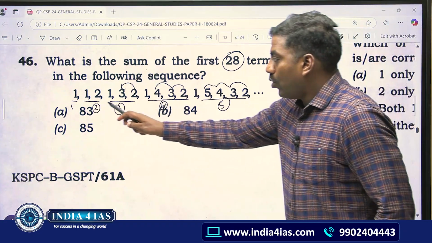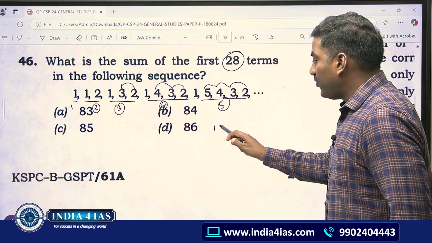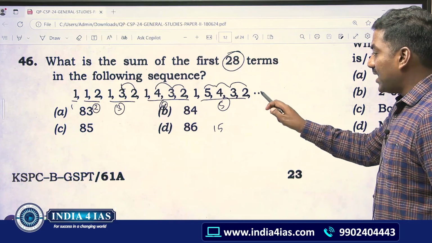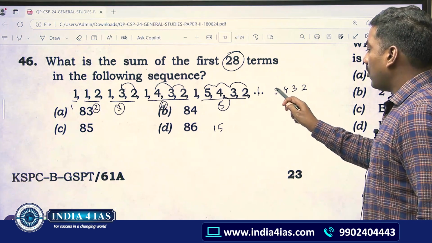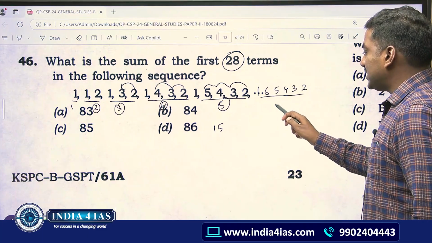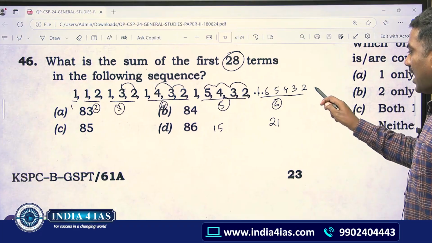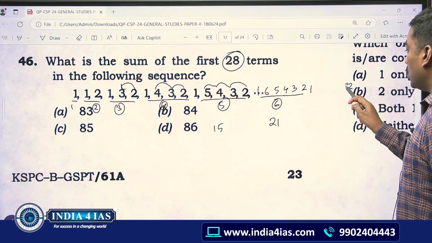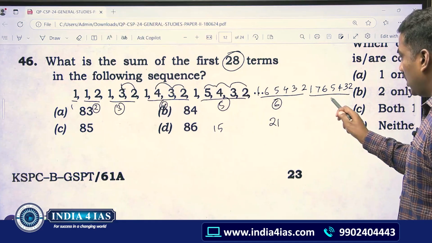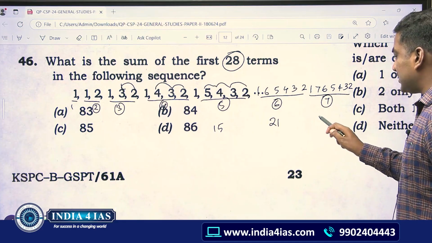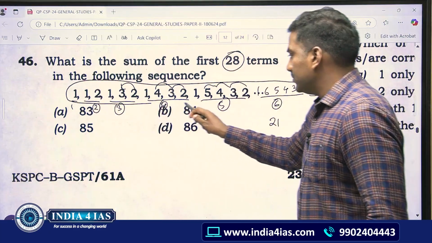So here 1, 2, 3, 4, 10 terms totally, then 5, 15 terms are done. If I write now 1, 2, 3, 4, 5, 6, this is the next term. So 6 numbers are there. 15 plus 6, 21 numbers are done. The next time, I am going to write 1, 2, 3, 4, 5, 6 and 7. So this is 7 terms, 21 plus 7, totally 28 terms. So we have to look for these many terms.